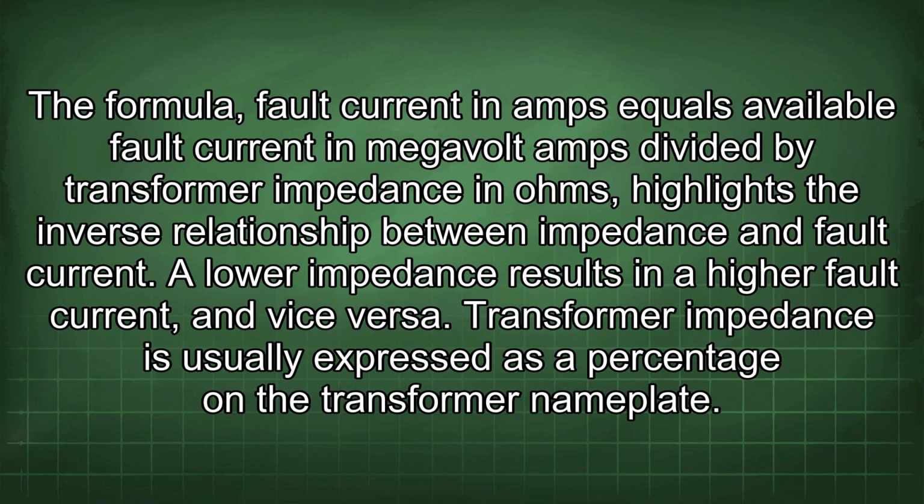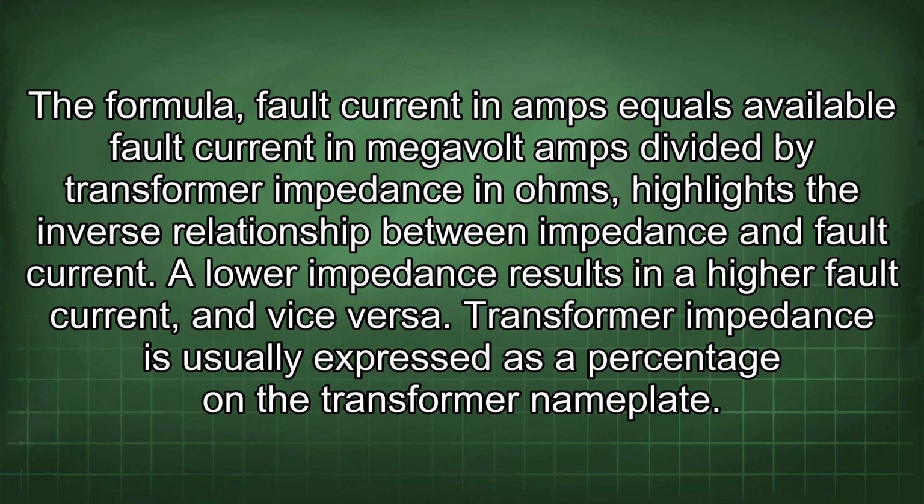11thly, let's elaborate on the formula for converting transformer impedance to fault current. The formula, fault current in amps equals available fault current in megavolt amps divided by transformer impedance in ohms, highlights the inverse relationship between impedance and fault current. A lower impedance results in a higher fault current, and vice versa.